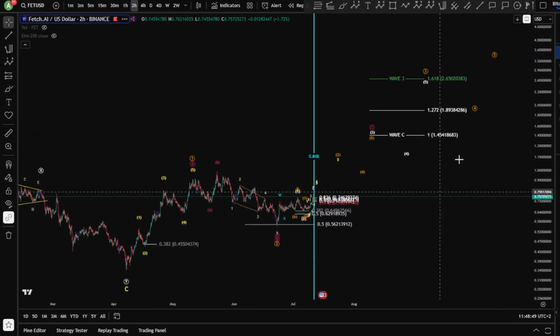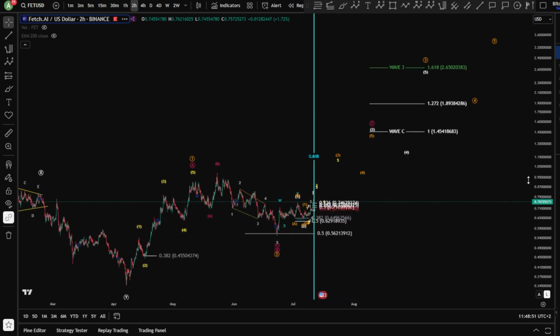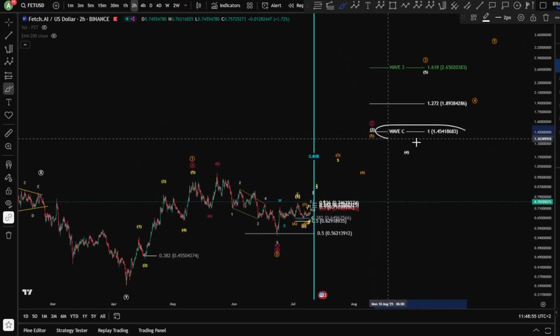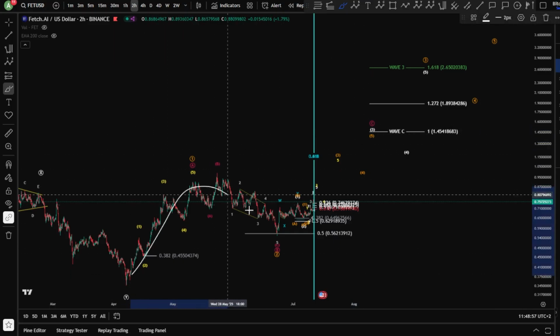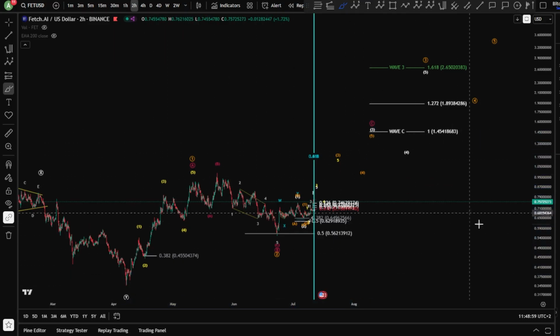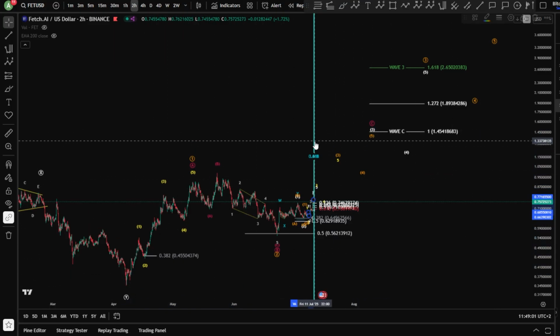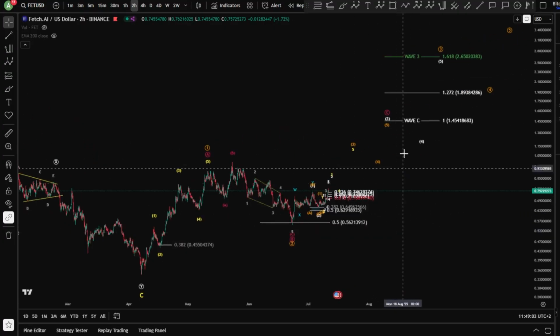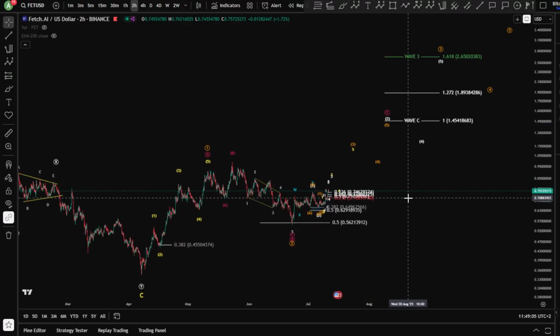So this is what I'm looking for next, of course, as a price action. I'm still looking for higher prices, at least to 1.45 in an A, B, and a C for FET. So we are still in the middle of the way here, and we are still, of course, looking for much higher prices to unfold very, very soon. That was it for FET.